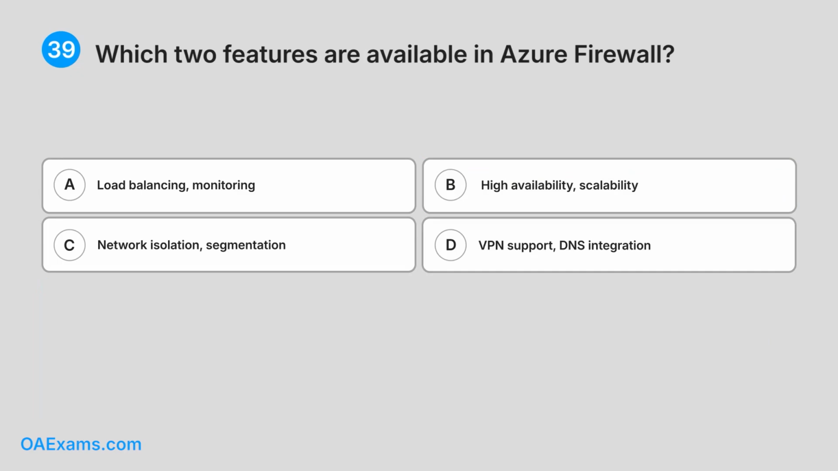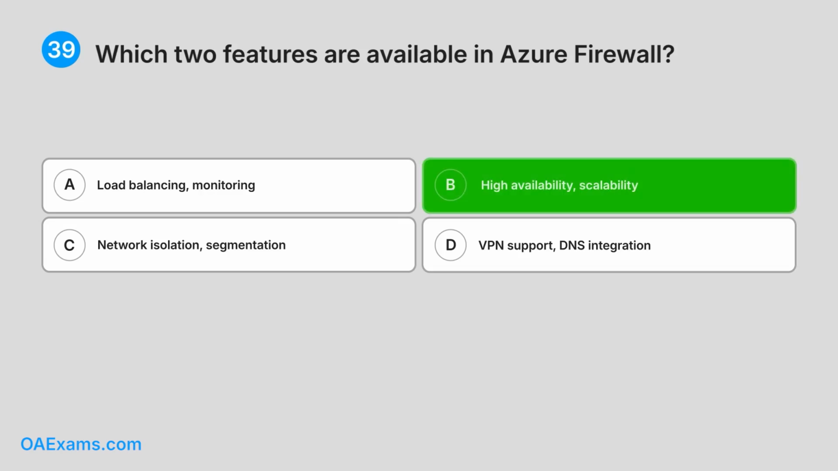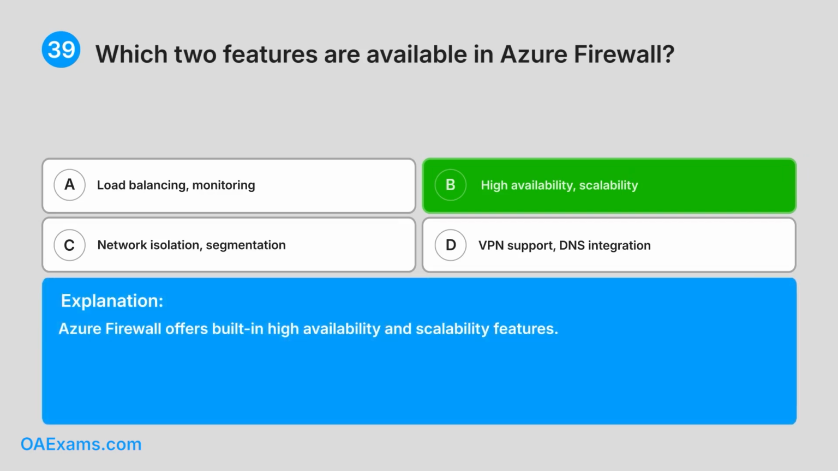39. Which two features are available in Azure Firewall? A. Load balancing, Monitoring. B. High availability, scalability. C. Network isolation, segmentation. D. VPN support, DNS integration. Can you guess the answer? Correct answer: B. High availability, scalability. Explanation: Azure Firewall offers built-in high availability and scalability features.